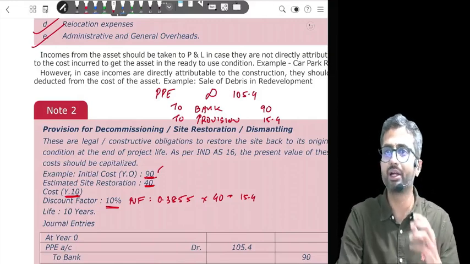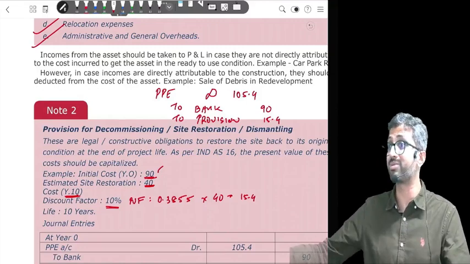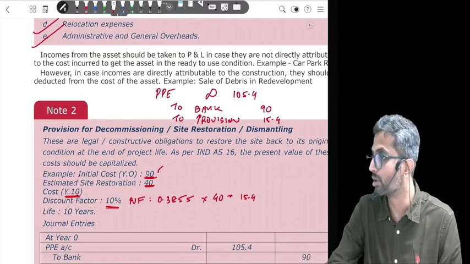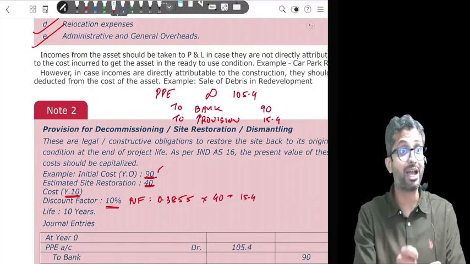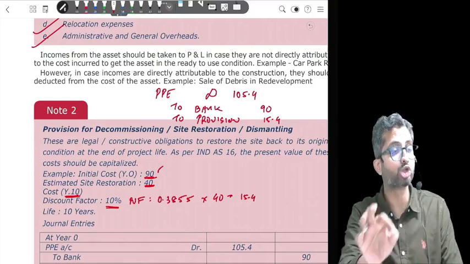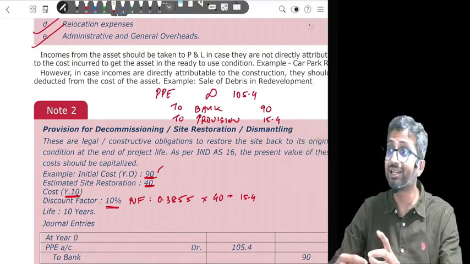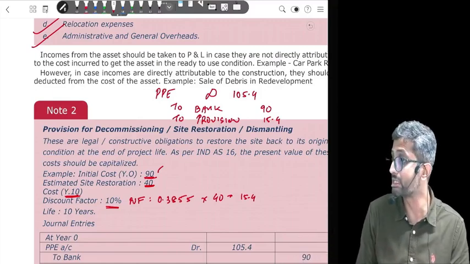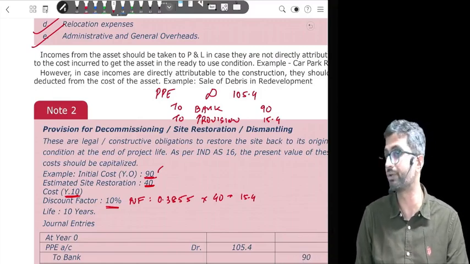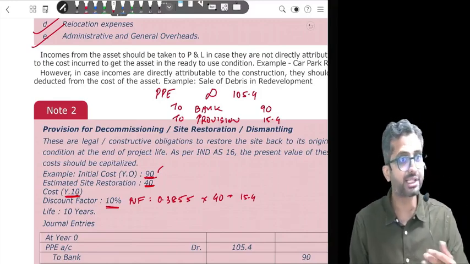So when I look at an asset, someone will say, how much are you spending for the asset? We will say, I'm spending 90 rupees today. But is that the only cost of the asset? No. I'm spending 90 today, but I also have a commitment to spend 40 after 10 years. The moment I buy the asset, I'm under an obligation to dismantle. And as a result, I will create a provision for 15.42, and thereby my true cost of the asset is 105. Why is this very important?